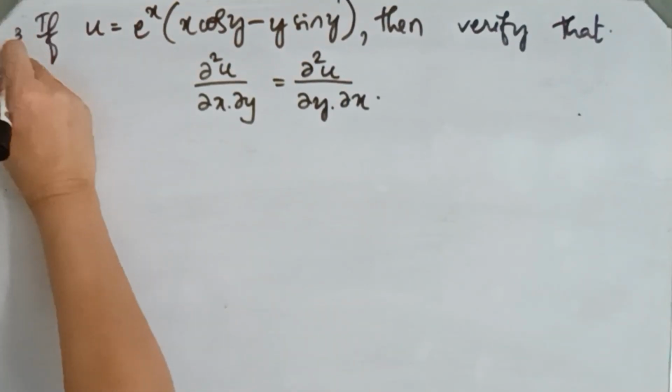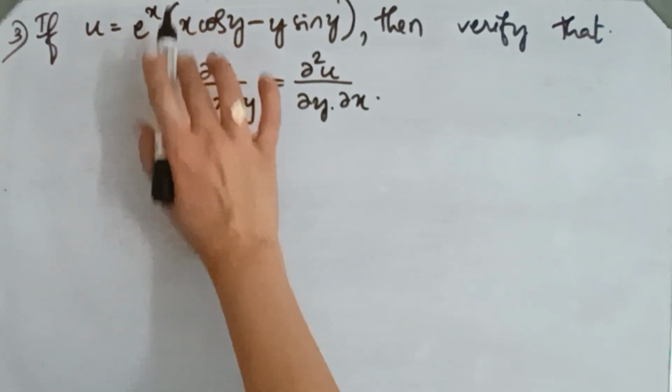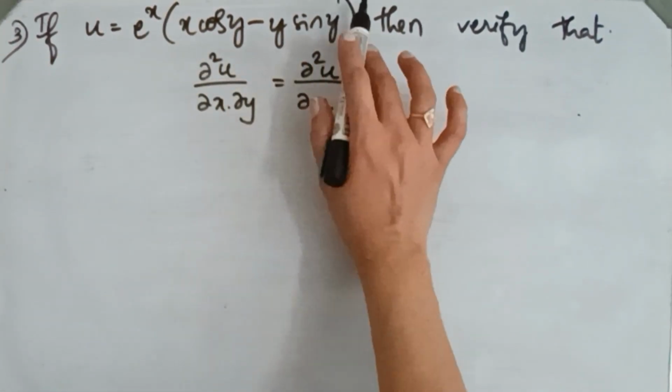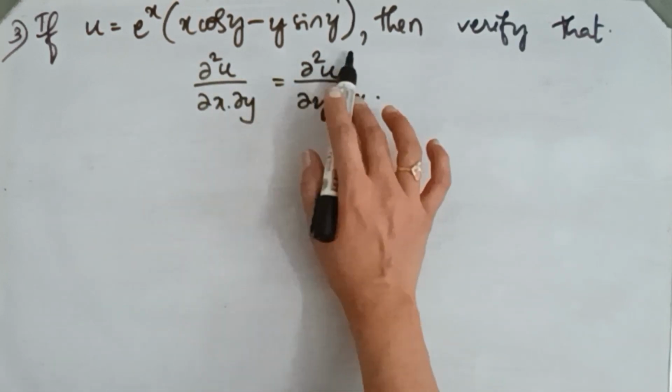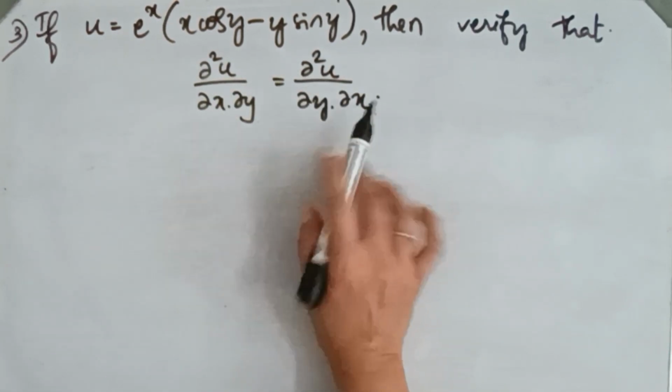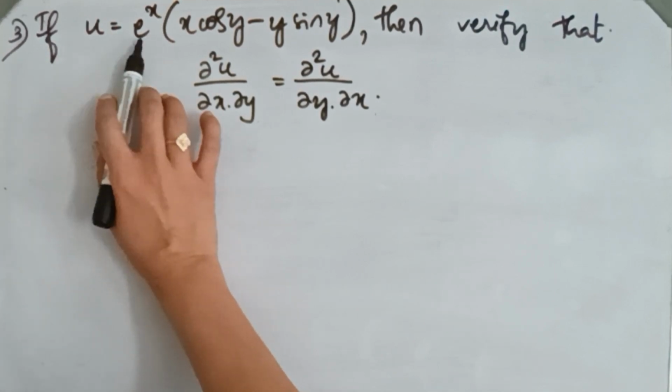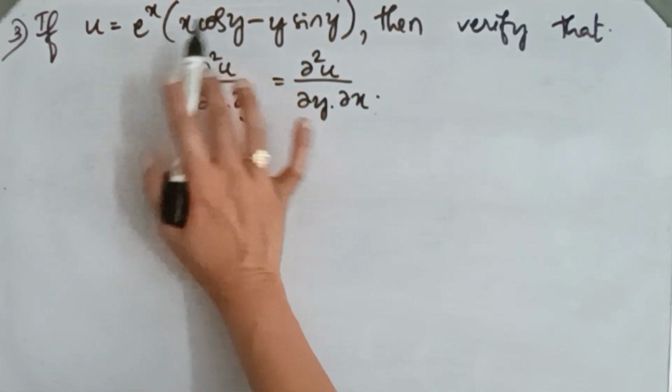See the third problem. If u equal to e power x into x cos y minus y sin y, then verify that dou square u by dou x into dou y equal to dou square u by dou y into dou x. This is the given function, which is a function of two variables x and y.